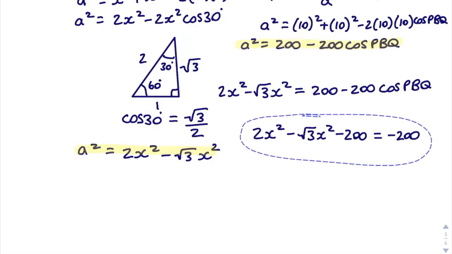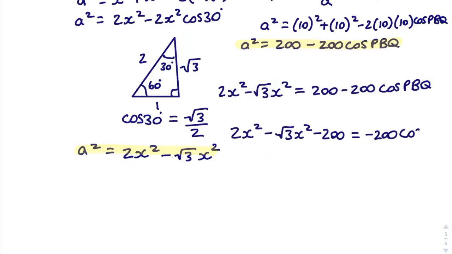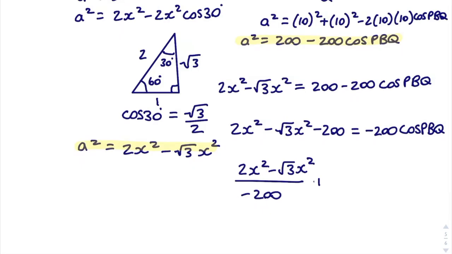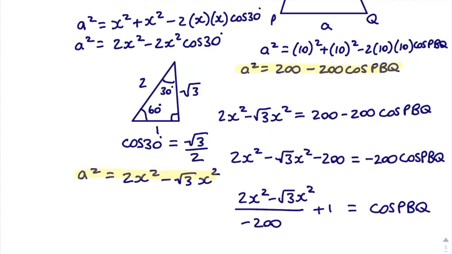cos PBQ. Now we can divide both sides by minus 200. So that's going to leave us with 2x squared minus root 3 x squared all over minus 200. Now minus 200 over minus 200 is going to be plus 1, and that's equal to cos PBQ. All we need to do is move the negative in front of minus 200 to the front of the whole fraction and then factorise out x squared.